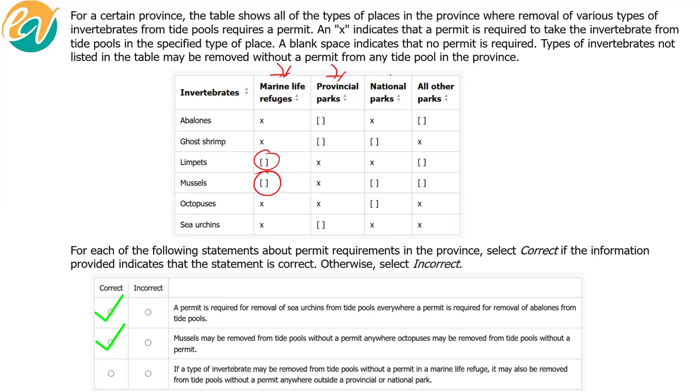Notice these are provincial parks, these are national parks. So we have to look at this column. And if we look at this column, indeed, limpets and mussels can be removed from all other parks without a permit. So the answer is correct in all the three cases.